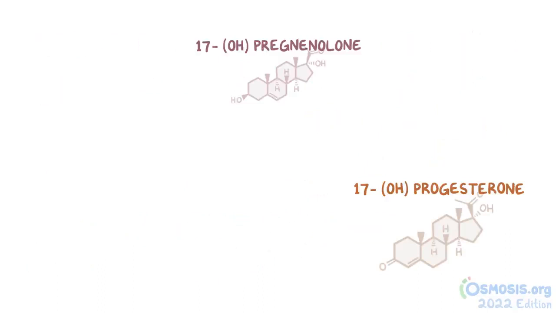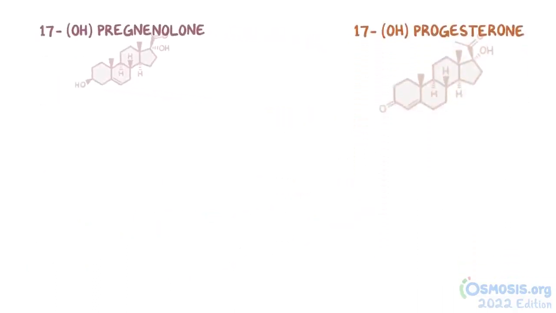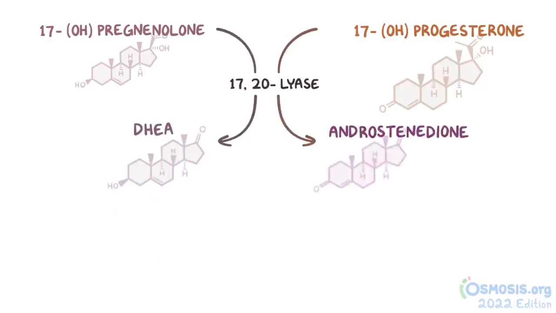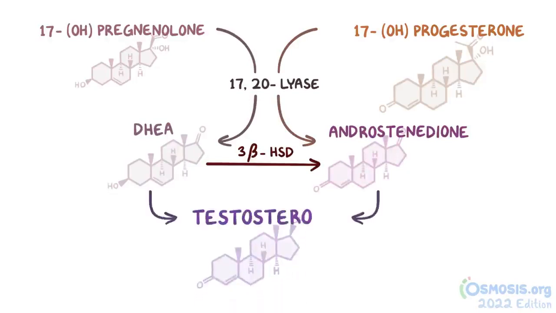Finally, some of the 17-hydroxypregnenolone and 17-hydroxyprogesterone are also used to make androgens. The enzyme 17,20-lyase turns 17-hydroxypregnenolone into dehydroepiandrosterone and turns 17-hydroxyprogesterone into androstenedione. Dehydroepiandrosterone can also be turned into androstenedione by the same 3-beta-hydroxysteroid dehydrogenase enzyme. Both dehydroepiandrosterone and androstenedione can then be converted to testosterone.